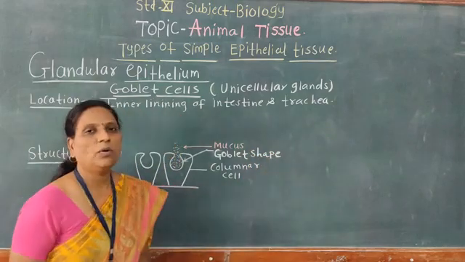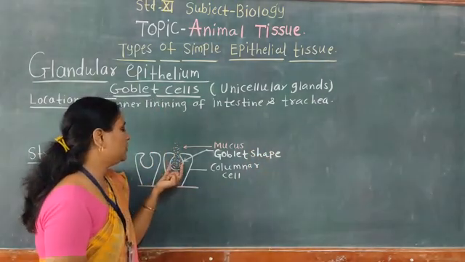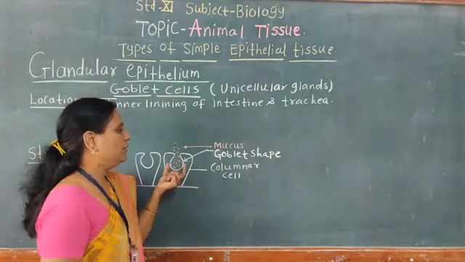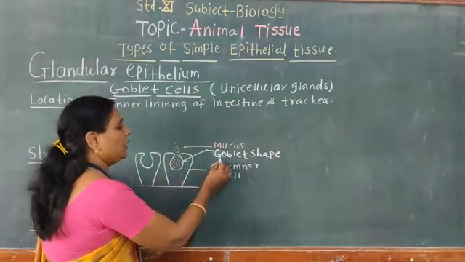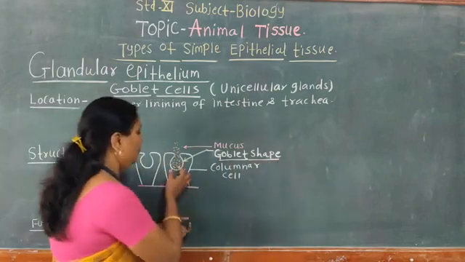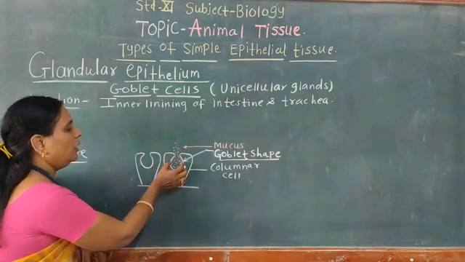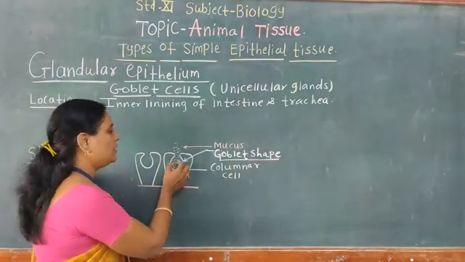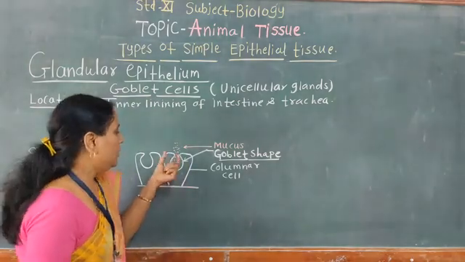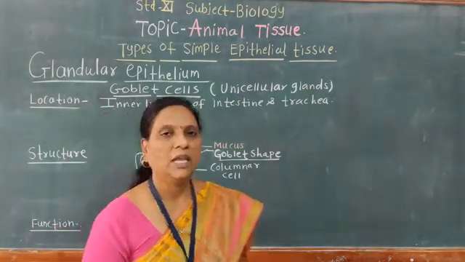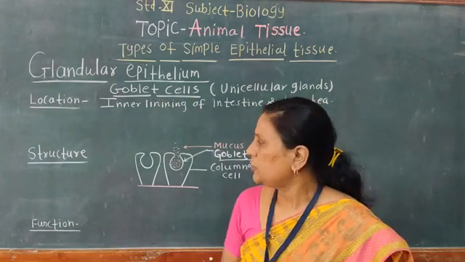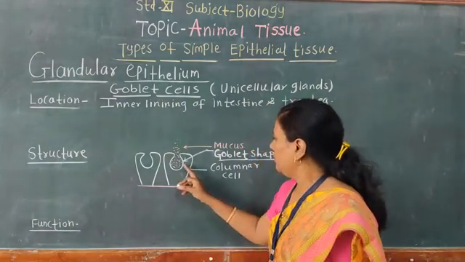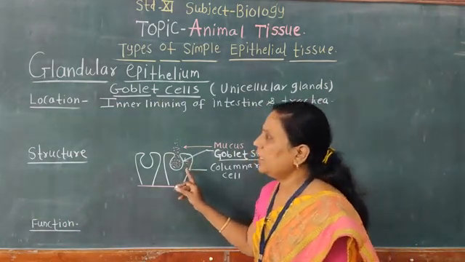Why are they called goblet cells? Because inside they show a cup shaped structure, which is called goblet shaped, and these cells mainly consist of the mucus, which is discharged out, and this mucus acts as a lubricating substance. So this is the goblet cell or unicellular gland.